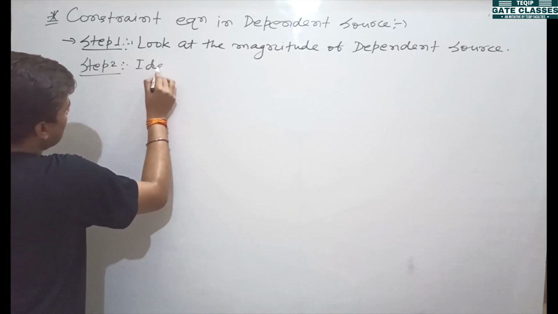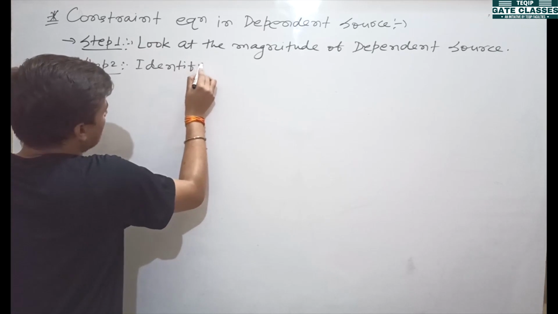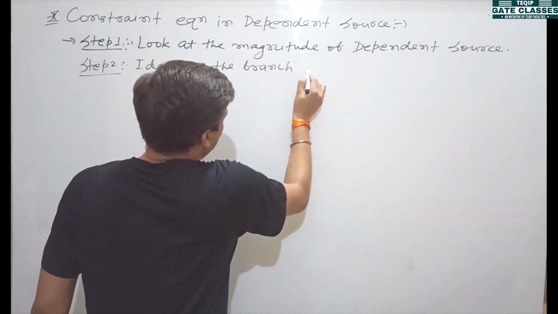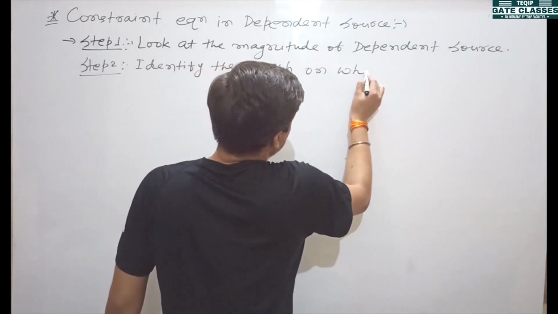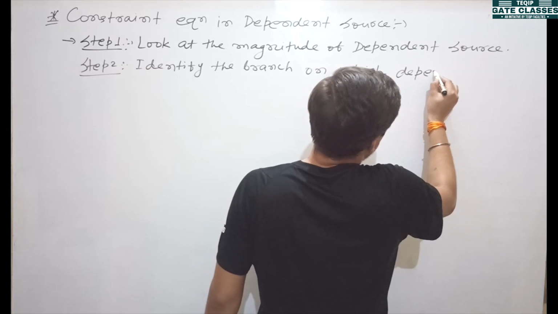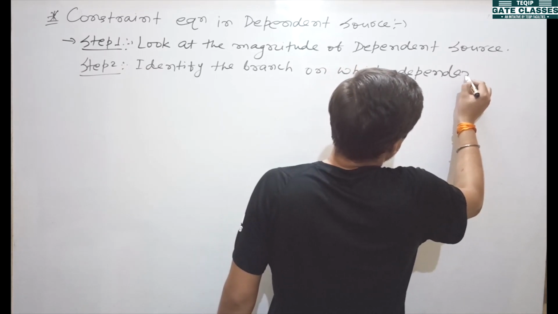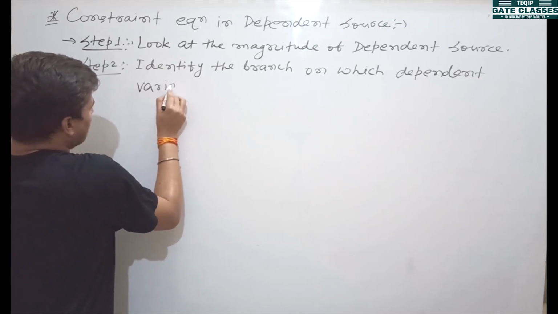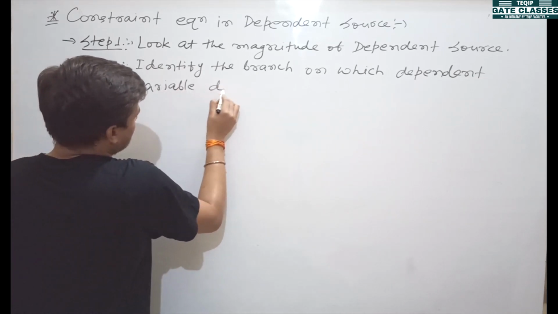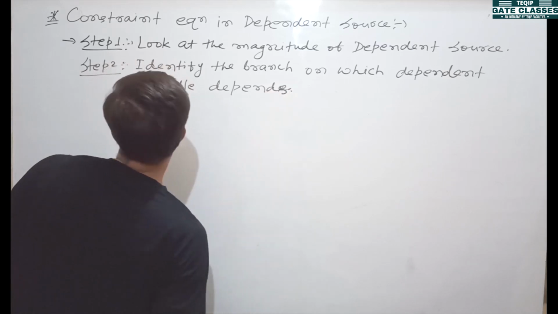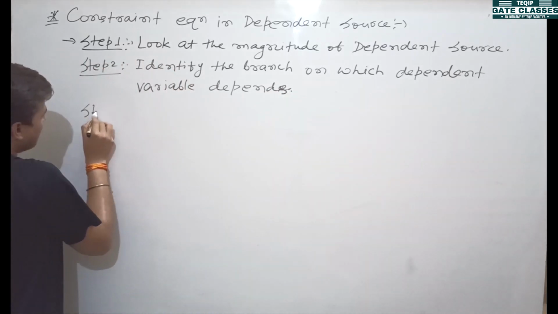Step 2: Identify the branch on which the dependent variable depends. Identify the branch on which the dependent variable depends.